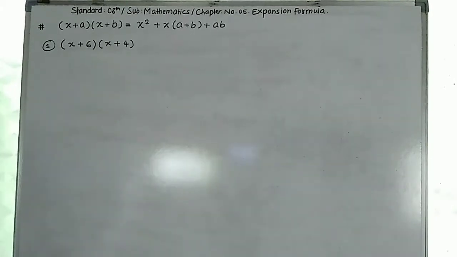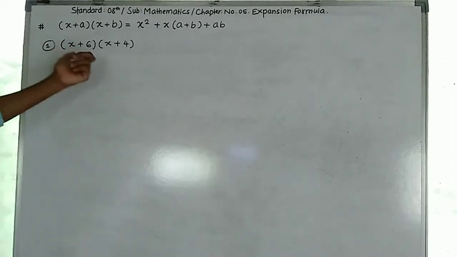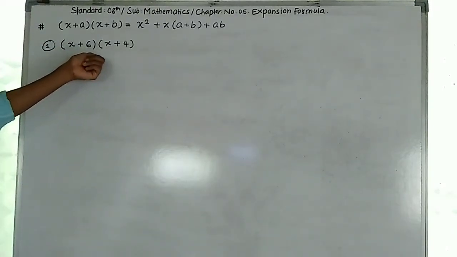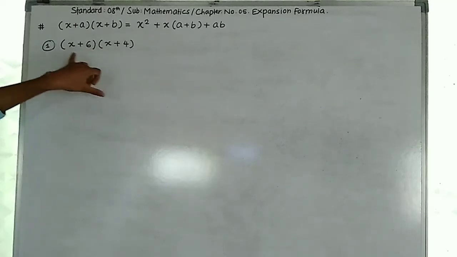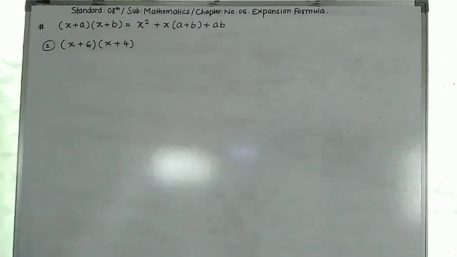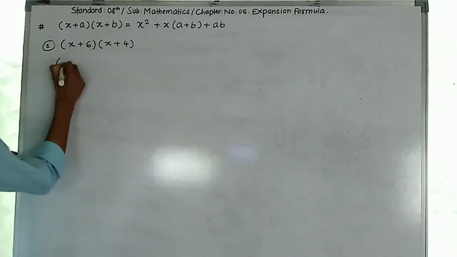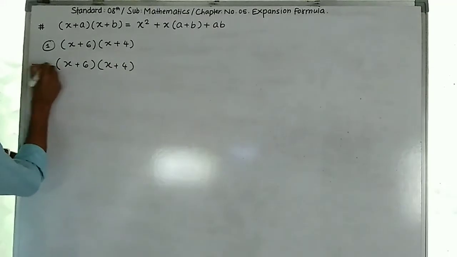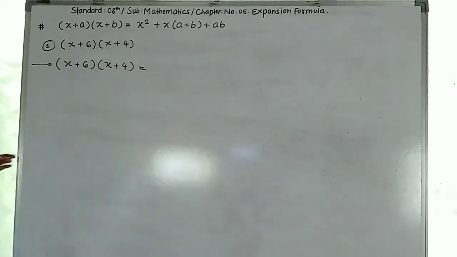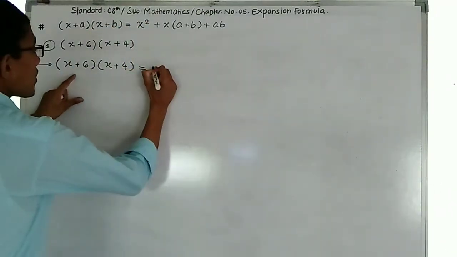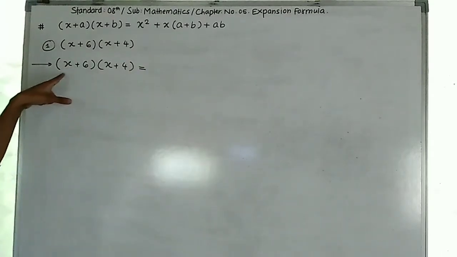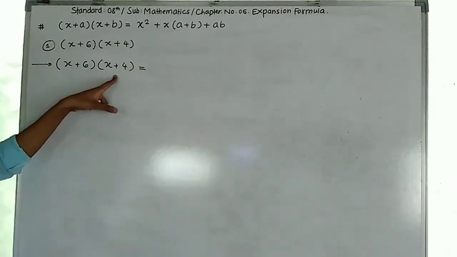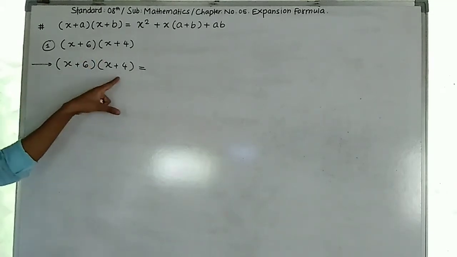Now we are going to expand this binomial, (x + 6)(x + 4). How can we expand this? We can expand this by using the above expansion formula. So (x + 6)(x + 4) is equal to... Now if you do not remember the formula, just remember the basic sequence: we have to multiply the first term of the first bracket with the whole second bracket, and the second term of the first bracket with the complete second bracket.